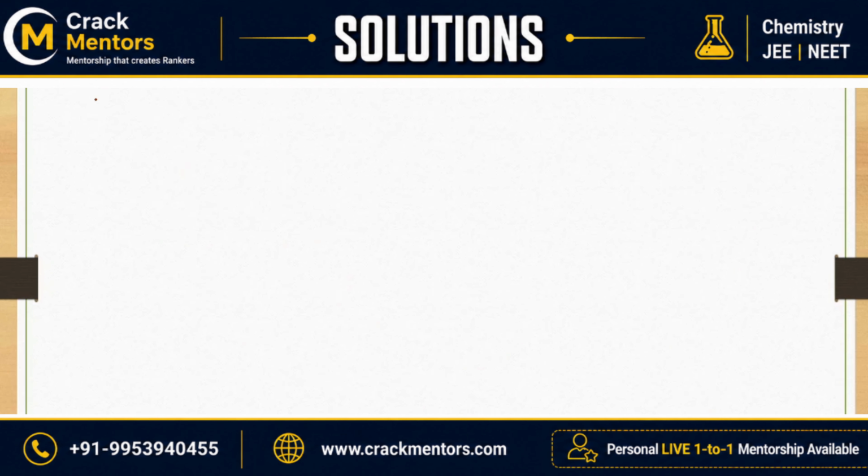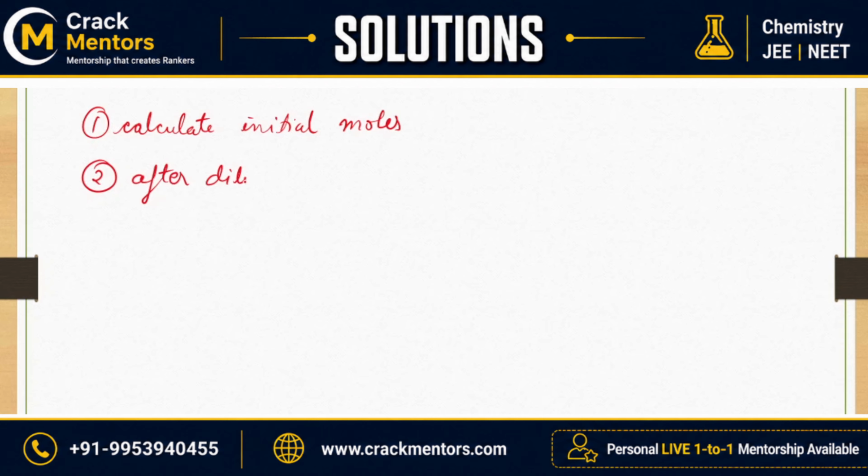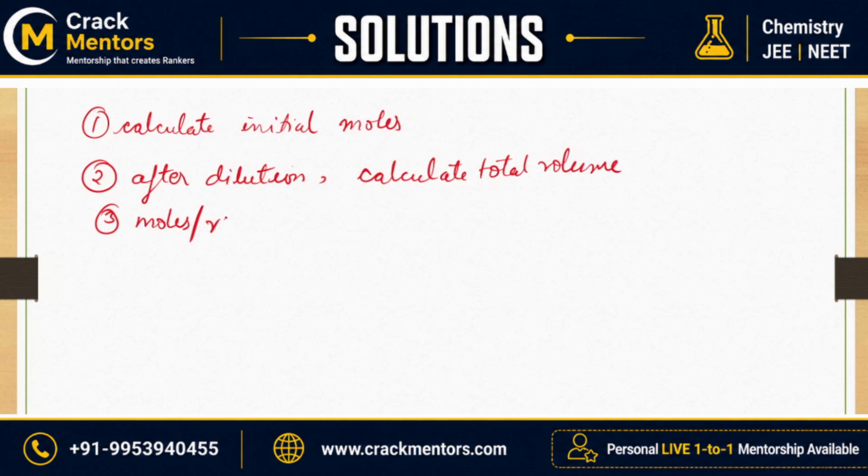So what is the SOP? What are the standard methods that if moles is not increasing? First of all, calculate initial moles. After dilution, calculate total volume. Then write in the form of moles by volume. Okay.